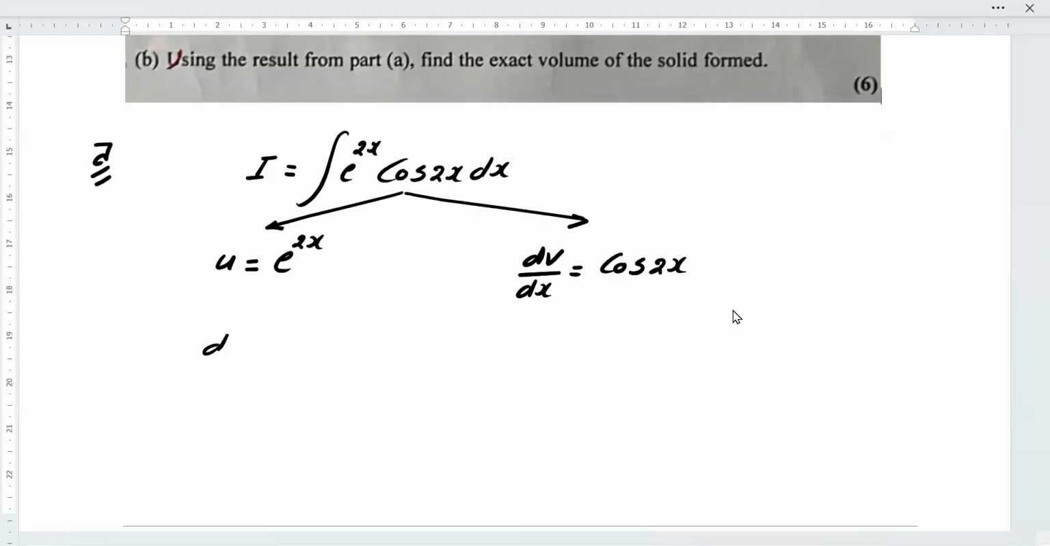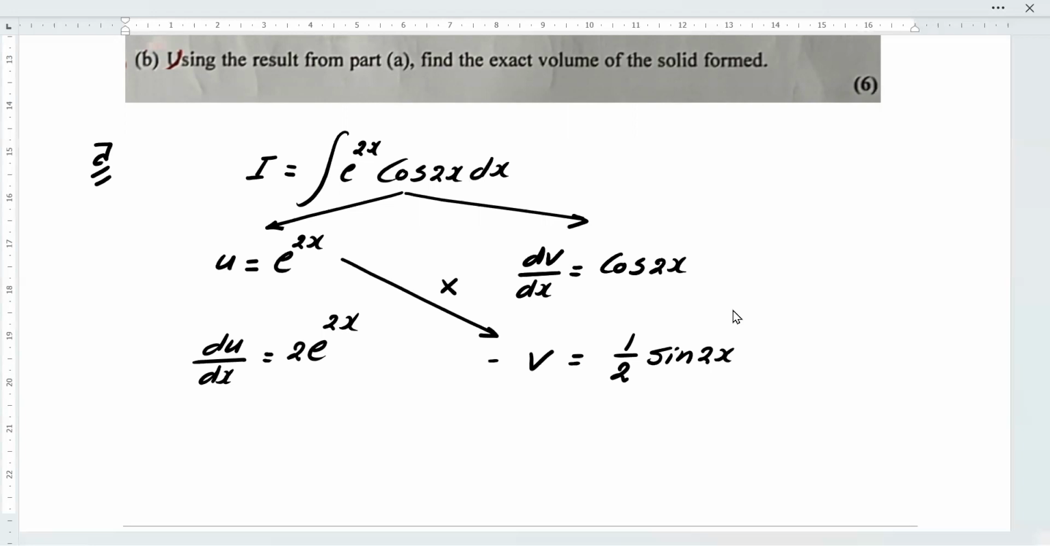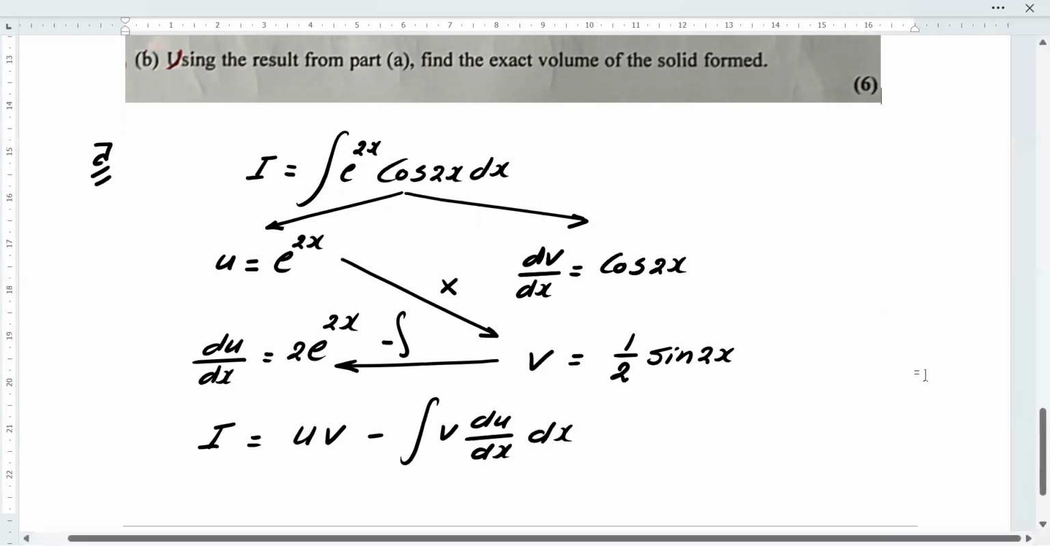After that, you can get du by dx equal to 2 e power 2x, and here v will be the integral of cosine, which comes from sine, so this should be sine 2x. But there is no differentiation of the angle here, so you have to divide by the differentiation of the angle. So the integral will be uv minus the integral of v du by dx. This is the formula of integration by parts.